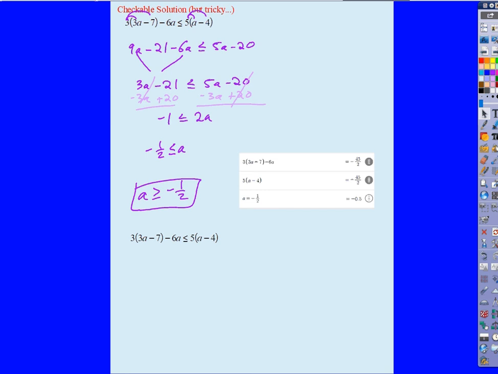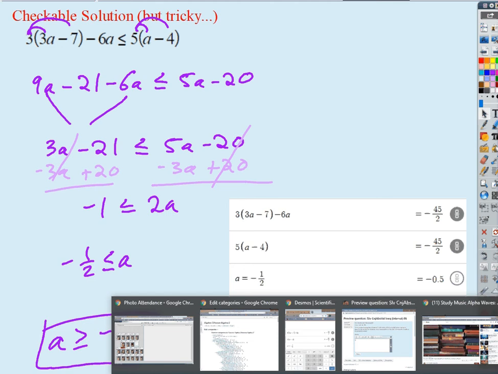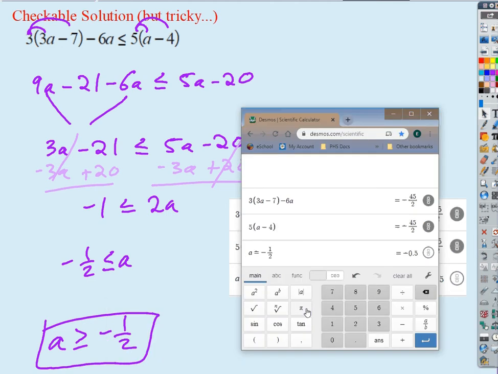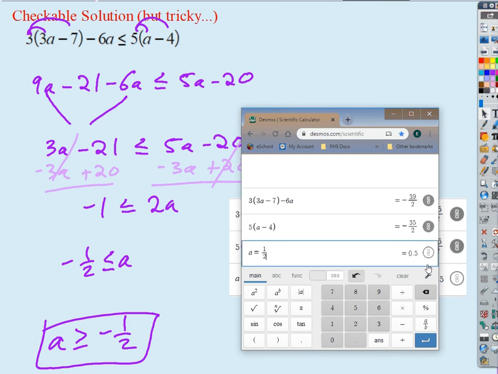The other thing we're going to do is check a value in the solution. So if we want values greater than or equal to negative 1/2, somebody think of a value of a greater than negative 1/2. Okay, positive 1/2. So I could choose positive 1/2. Now we've got to see if this makes sense. On the left side I get negative 39/2, and on the right side I get negative 35/2. Is that a true statement? On the left I would get negative 39/2. Is that less than or equal to negative 35/2?